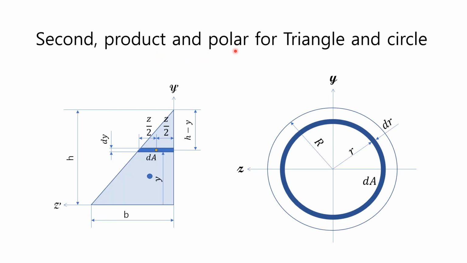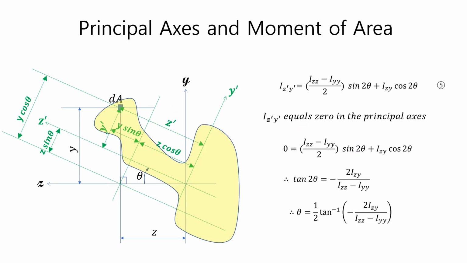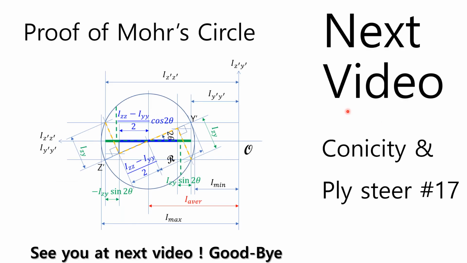If you watch the previous videos, you can easily understand upcoming videos. In the previous video, E0044, I explained the second and the product moment of area about the triangle and the polar moment of area for a circle. Recently, I explained the direction of the angle to the principal axis and how to find the principal axis. The next video will be Pleister, Part 17, Moment of Area, Part 6. I will explain the Mohr circle and the principal axis.